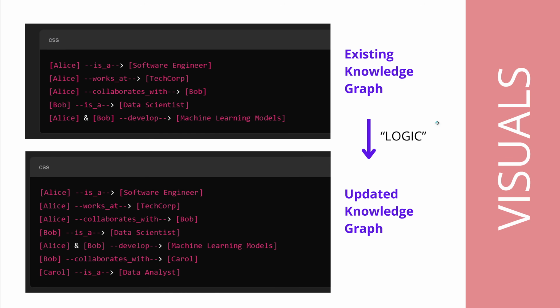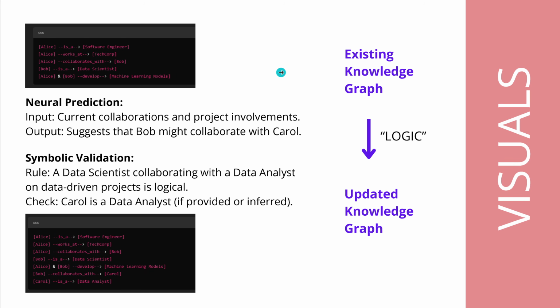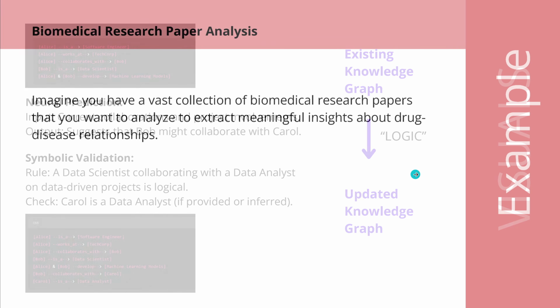But for my green grasshoppers, it is easy. We have an existing knowledge graph. Let's say this is our knowledge graph, the representation of our knowledge graph. And we want to apply logic, and we have additional data, and we want just to update our knowledge graph. So then we have this particular knowledge graph. And let's have a look at how we can do this. As I told you, we combine the neural AI with the symbolic AI. Easy: input, output, the rule and the check for my green grasshoppers.